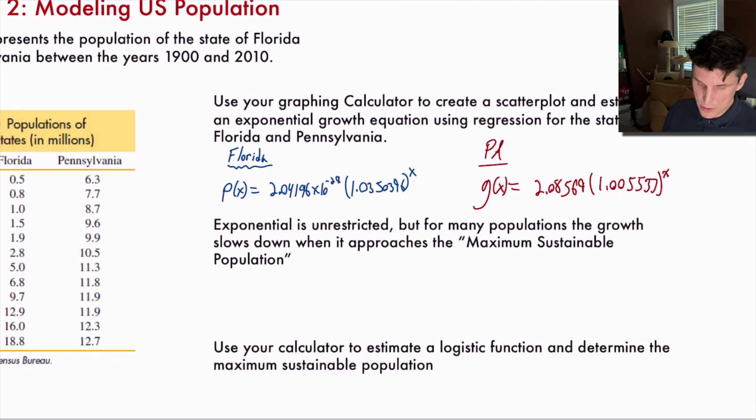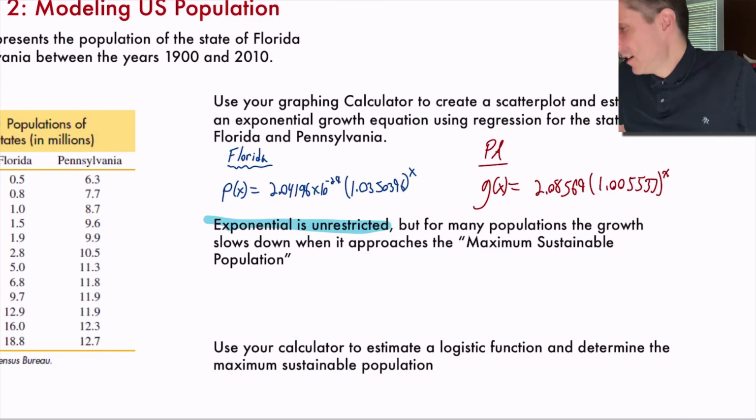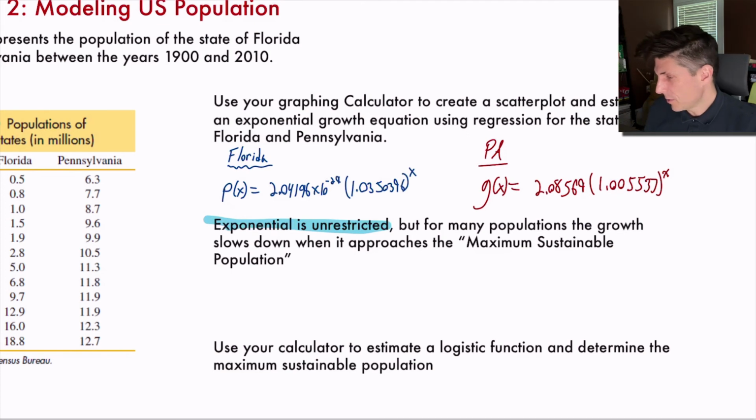So as it mentions here, exponential is unrestricted, but for many populations, the growth slows down when it approaches a maximum sustainable population. I guess maybe people will start leaving the state if it's too crowded or something. Maybe the schools are too crowded. I don't know if we're running out of food yet, but I guess it's possible that the population might start to slow. And that will happen eventually in the world anyhow. I mean, there are finite resources, so populations will eventually slow down.